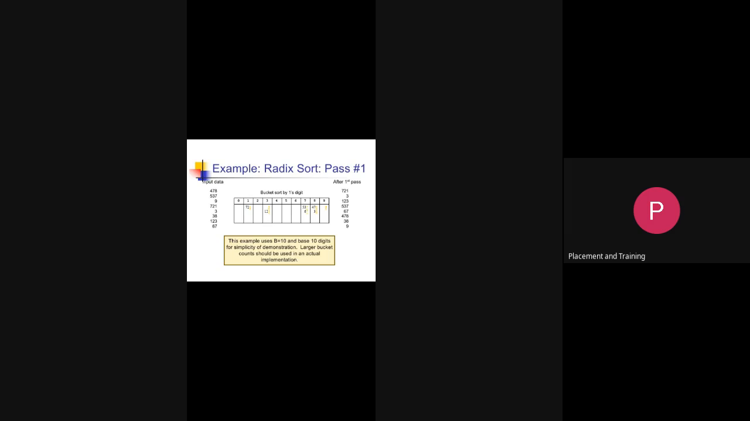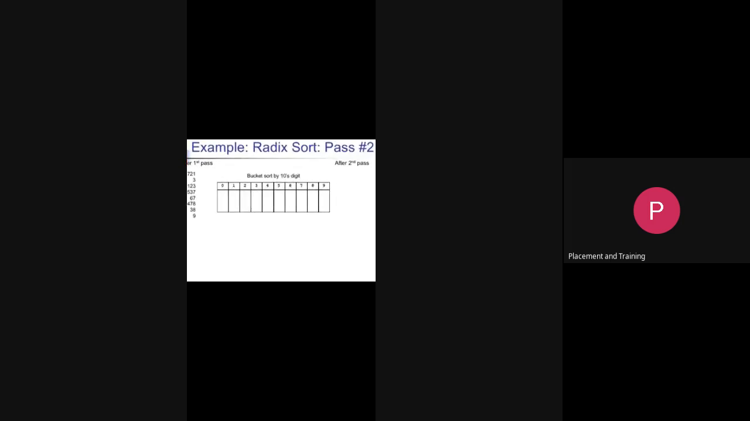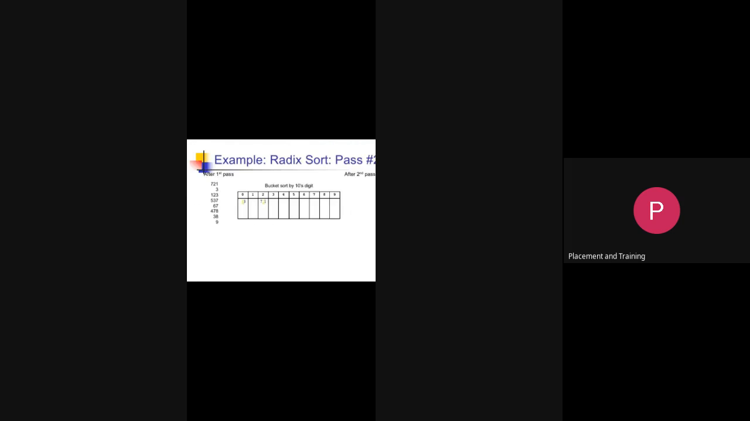Now I go back to my pass 2. In pass 1, I considered my last digit. In pass 2, I will consider my second last digit. For 721, where will I place it? In the bucket called 2, I will place my 721. And for 3, where will I place it? 3 is nothing but 03, so I place it in the bucket called 0. And then where do I place my 123? 123 gets placed in the bucket called 2 because I'm considering the second digit. And where does my 537 get stored? It gets placed in bucket 3 because of the second last digit.